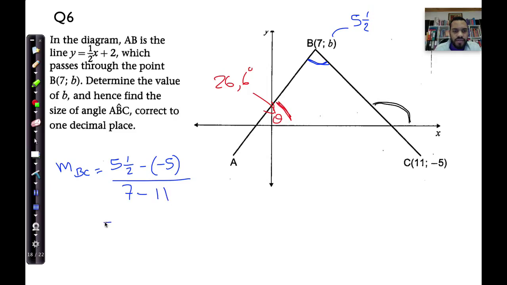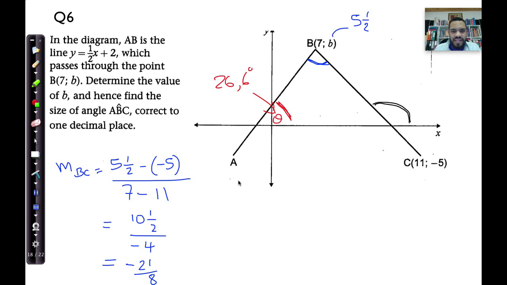Right. What does that give us? That's going to give us 10.5 divided by minus 4. So let's put that in the calculator. 10.5 divided by minus 4. And that should give us negative 21 over 8. Right, minus 21 over 8.